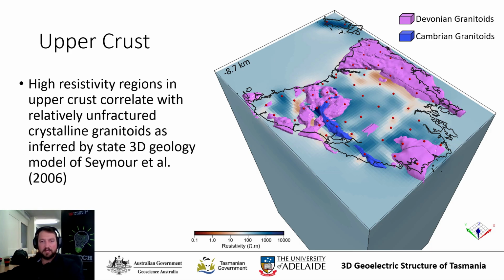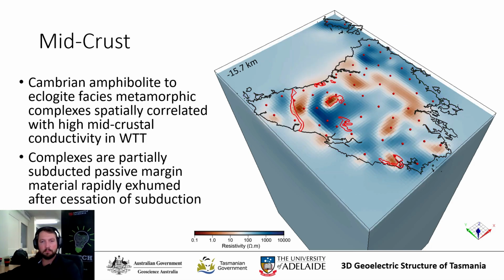Looking at the more resistive parts of the model space now, we see a good correlation between highly resistive parts of the upper crust with regions of Tasmania where you've got Devonian or Cambrian granites inferred, mostly from gravity observations. Granites are crystalline rocks with low porosity, so this seems to make sense.